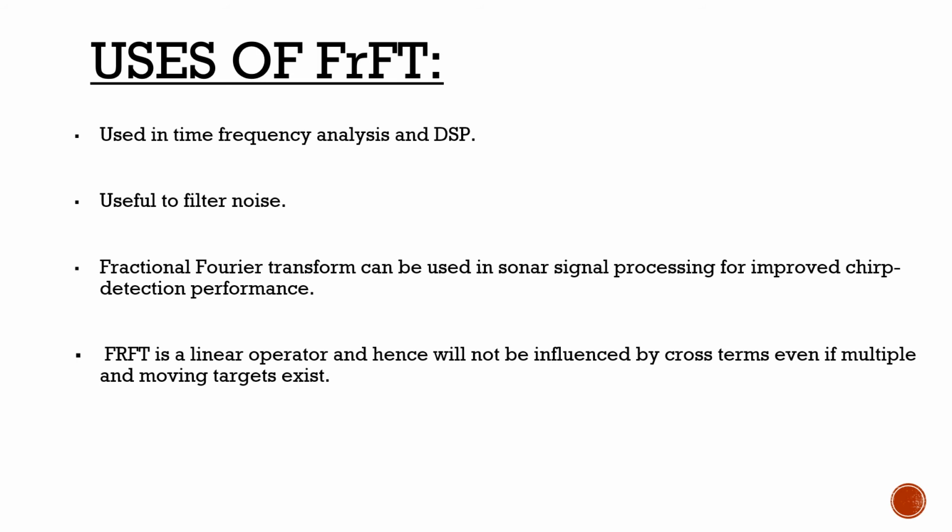The condition is that the noise should not overlap with the desired signal in the time frequency domain. In the case of intercept sonar, fractional Fourier transform can be used to estimate parameters of chirps from a multi-component signal. Also, it can be used to detect and identify the emitter. In the case of active sonar, FRFT has great potential in sonar signal processing because it takes advantage of the knowledge of the transmitted waveform. Fractional Fourier transform can be used in sonar signal processing for improved chirp detection performance. So these are some of the uses of fractional Fourier transform.